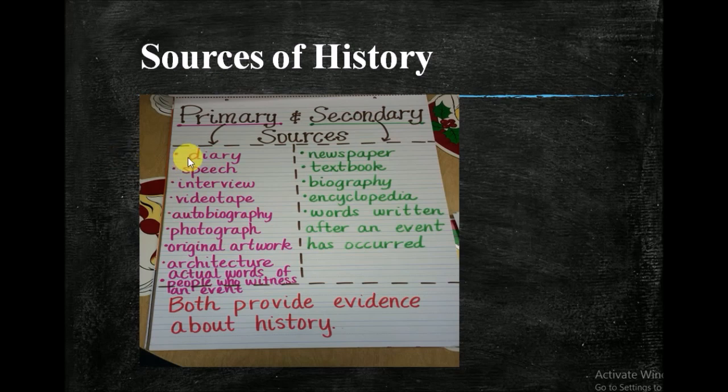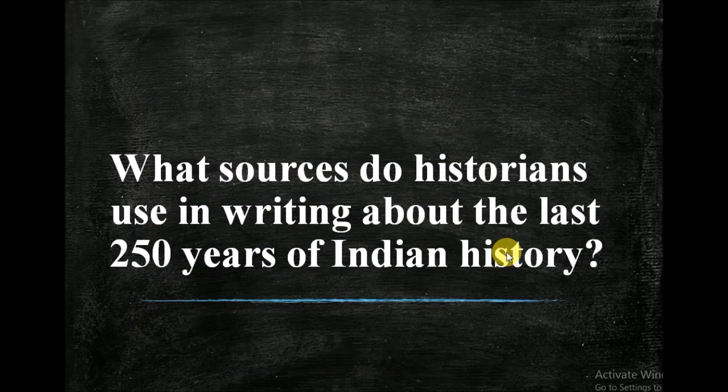Examples of primary sources are diary, speech, interview, videotape, autobiography, etc. Examples of secondary sources are newspaper, textbook, biography, encyclopedia, etc. Both provide evidence about history. Moving on, let us understand what sources historians use in writing about the last 250 years of Indian history.